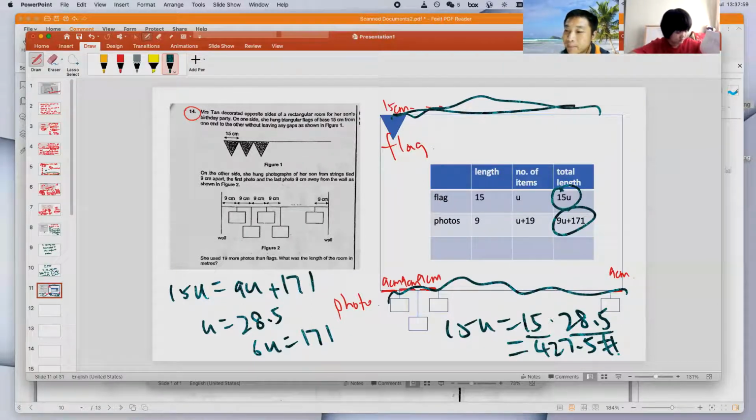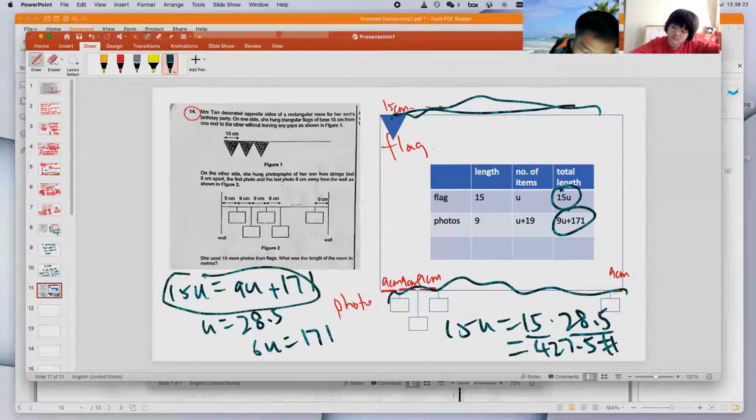The answer is a whole number. Yeah. Do you know why? You know why I know 427.5 is wrong? Because last time I did it like this, and my U was 28.5.